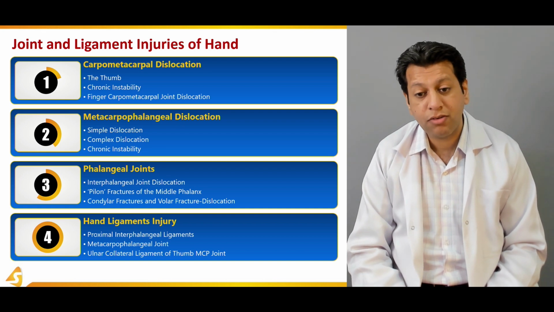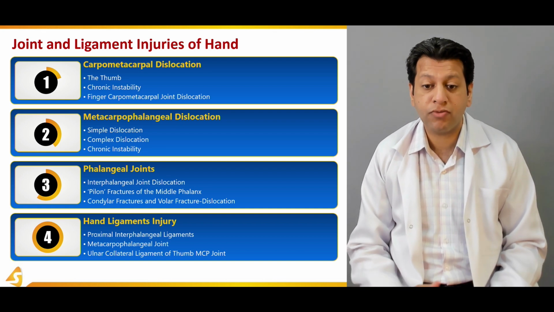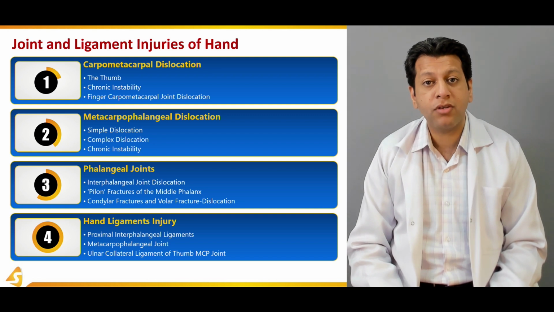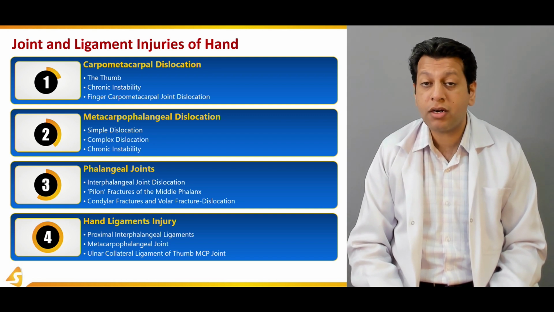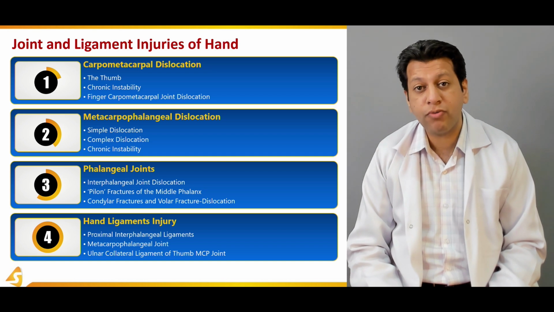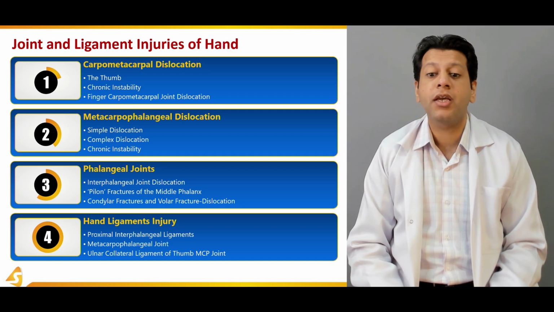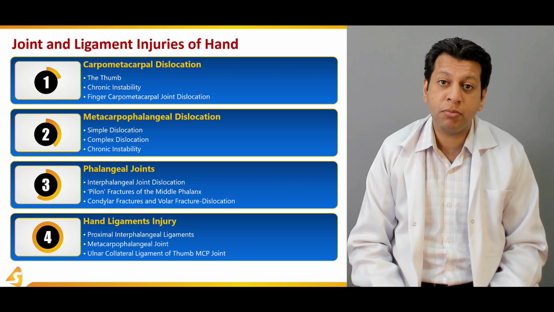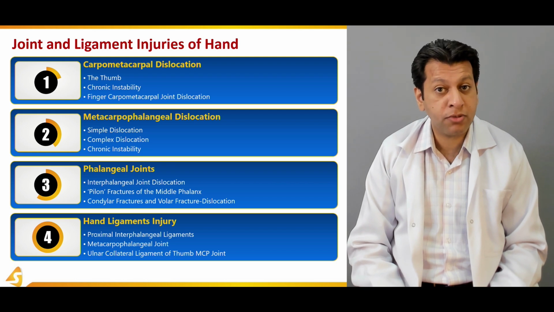In the last section, we will be going to some of the ligamentous injuries of the hand. Especially, we'll be covering the 2 important ligaments. One is the radial collateral ligament of the index finger, which although very rare can get injured. And then, most importantly, we'll be discussing an entity called gamekeeper's thumb.